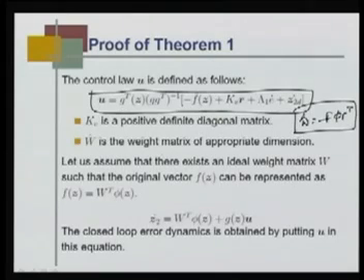W hat is the weight matrix of appropriate dimension. Now, let us assume that there exists an ideal weight matrix W such that the original vector f z can be represented as W transpose phi z. And we can say here f hat z is W hat transpose phi z, where this W hat has to be updated. Okay. So, we have already given this rule of W hat dot is minus F phi R transpose.